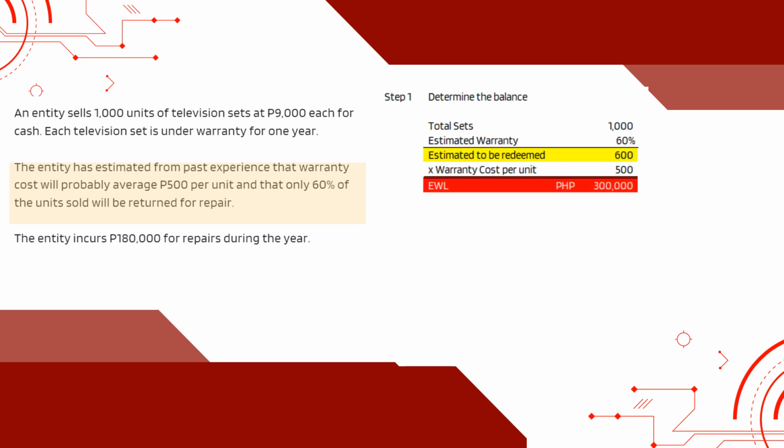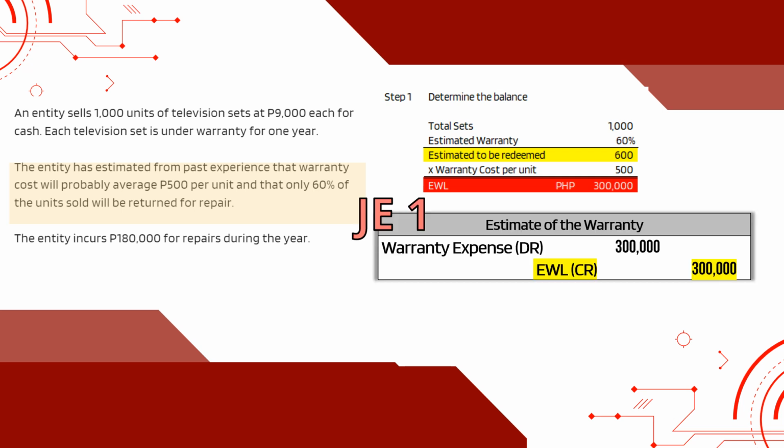So first is, how do you get your warranty expense? You start with, ano ba yung probable estimate? So it says na, okay, 1,000 sets, may probability na 60%. So therefore, out of the 1,000 sets, 600 lang pala yung magre-redeem ng warranty. The question is, okay, that's the volume. How much should we cost it? Well, sabi nila, it's 500 per warranty claim. So therefore, your warranty expense should be 600 times 500, which will be 300,000. So the journal entry would be debit warranty expense, credit EWL of 300,000.